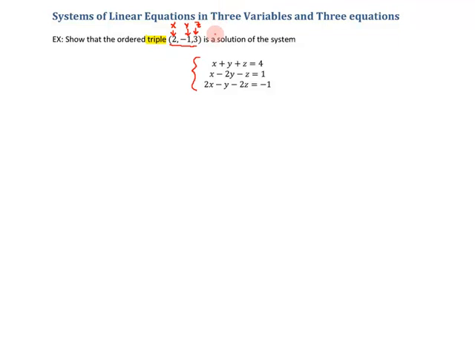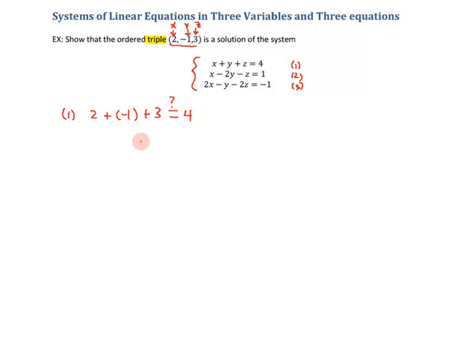Now in order for this ordered triple to be a solution to the system, it has to satisfy all three equations simultaneously. So to verify that it is a solution, we're going to plug in x equals 2, y equals -1, z equals 3 into each of these three equations and confirm that they are true. Okay, so I'm going to call this equation 1, this equation 2, and this equation 3. So if I were to check equation 1, plugging in x equals 2, I would have 2, and y is equal to -1, and z is equal to 3. The question is, does that equal 4?